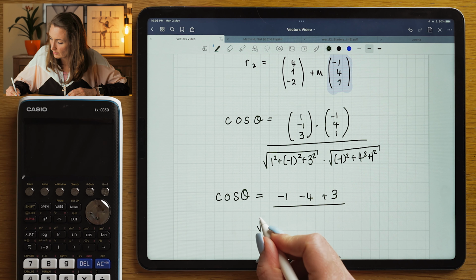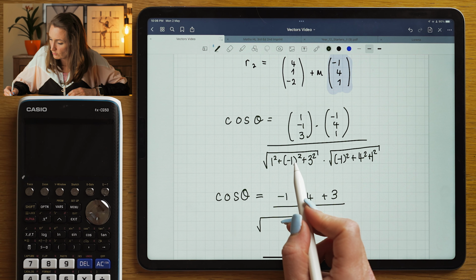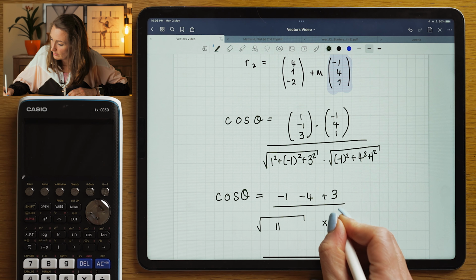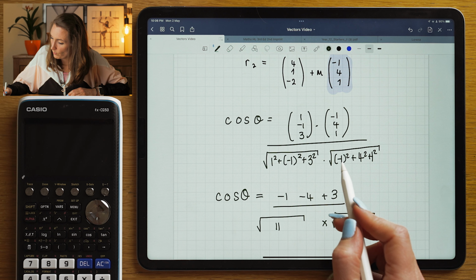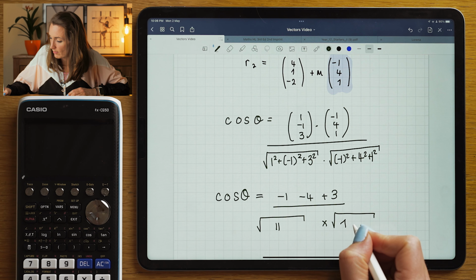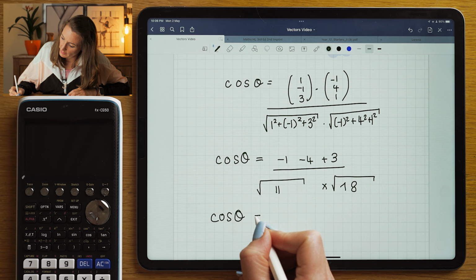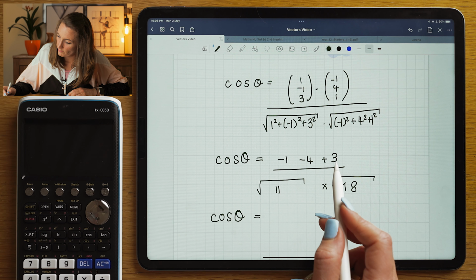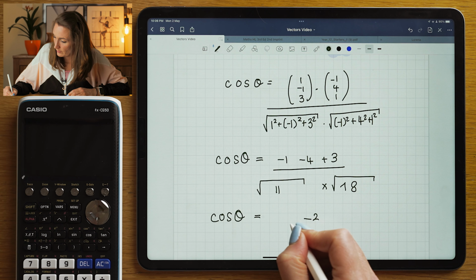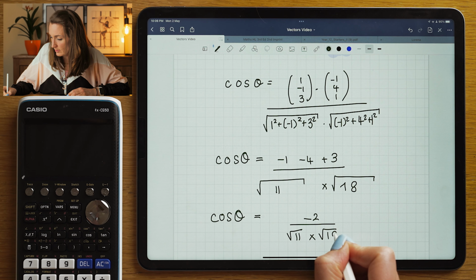Let's have a look at the magnitudes. 1 squared is 1. Another -1 squared is also 1. 3 squared is 9. So this is going to be square root 11, times 1 squared plus 4 squared plus 1 squared, which is going to be 18. This is going to be square root 18. So cos theta is going to be -1 minus 4 plus 3, which is -2, divided by square root 11 times square root 18.